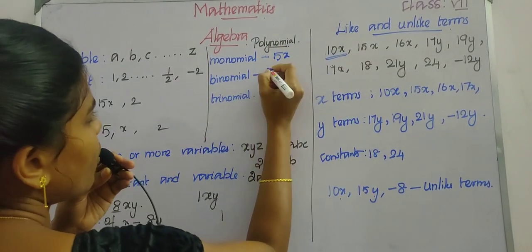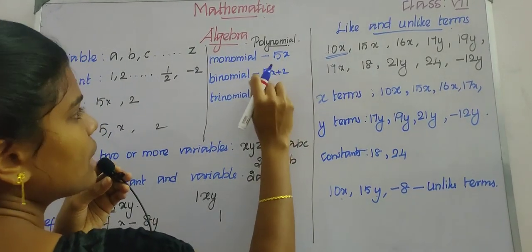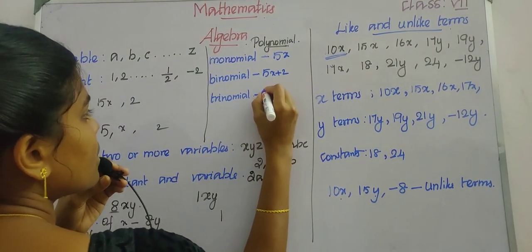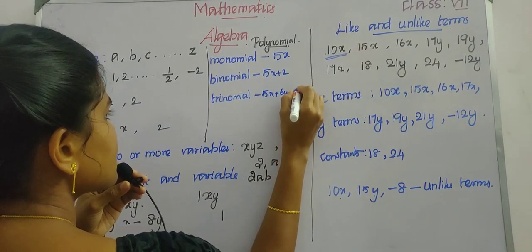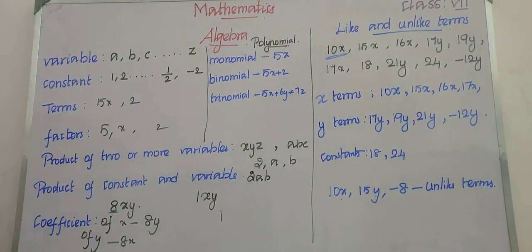A binomial means an expression with two terms. 5x plus 2 is a binomial. And trinomial means 5x plus 6y plus 7z. Three terms are here, right? So we call it a trinomial. Is it clear, children? There are three types of polynomial.